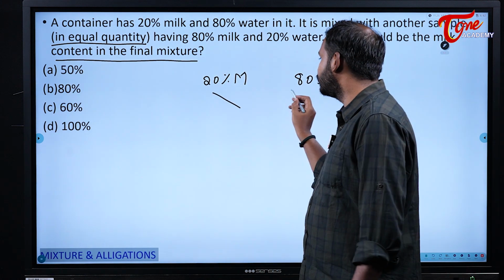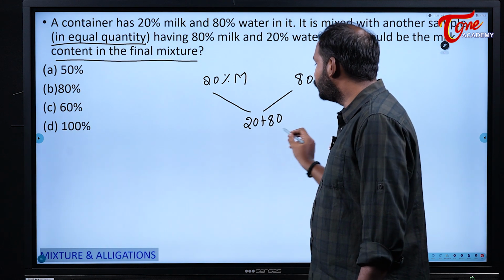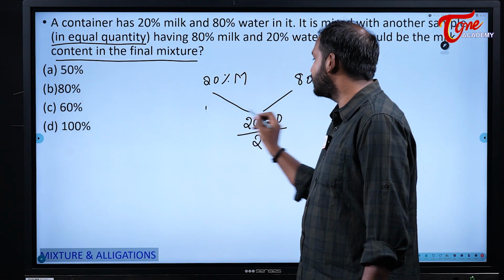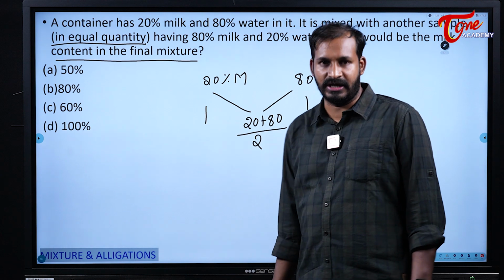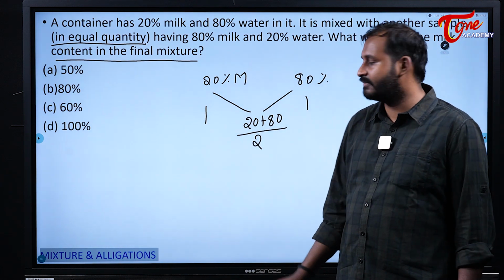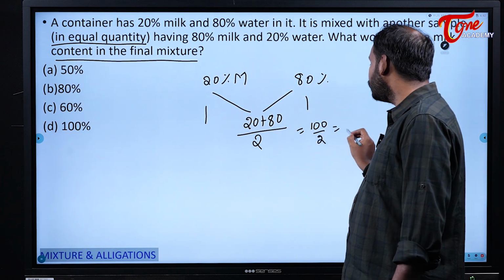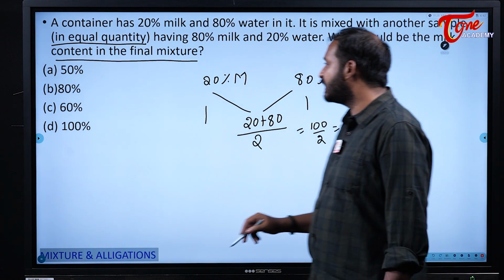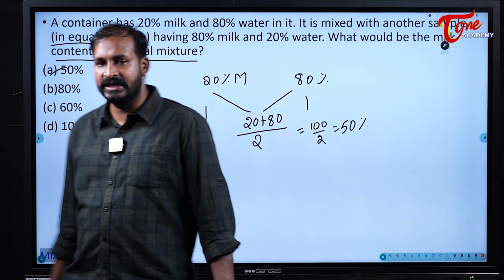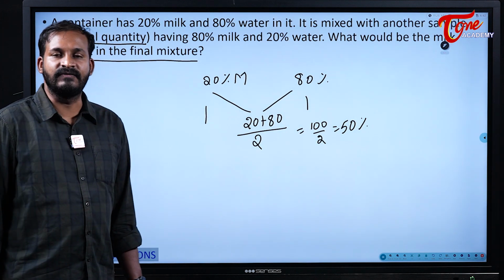So 20 plus 80 by 2. Why? Because each is mixed in equal quantity, that means a 1:1 ratio. So 20 plus 80 by 2 gives 100 by 2, which is equal to 50 percent. The resultant will contain 50 percent of milk.